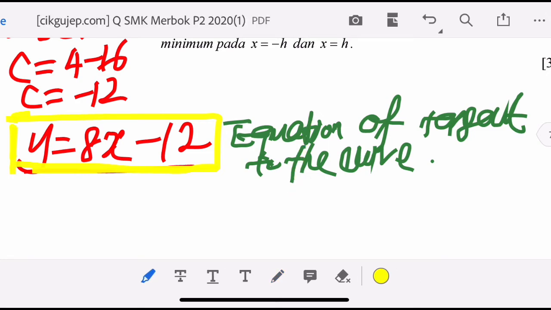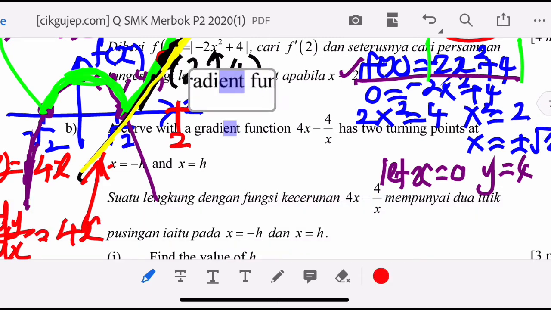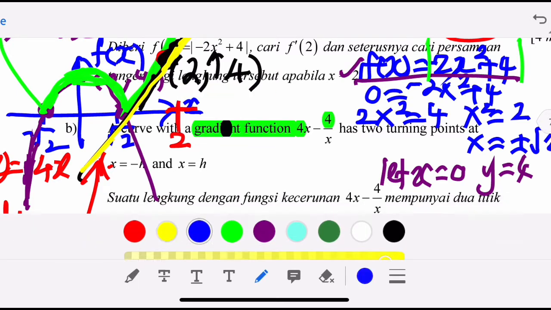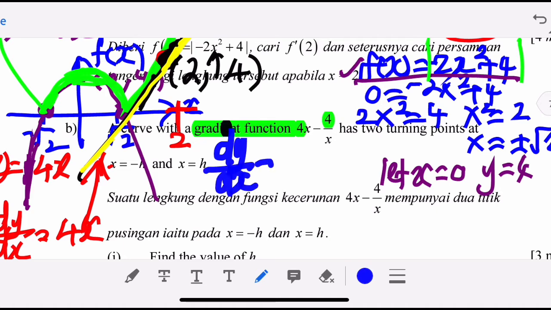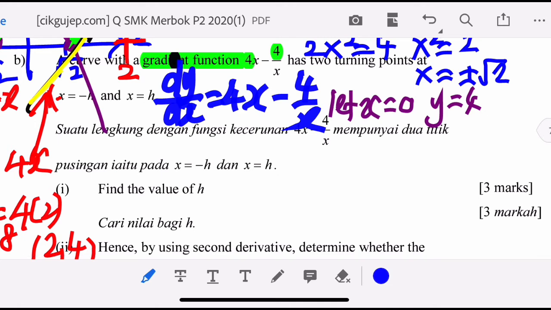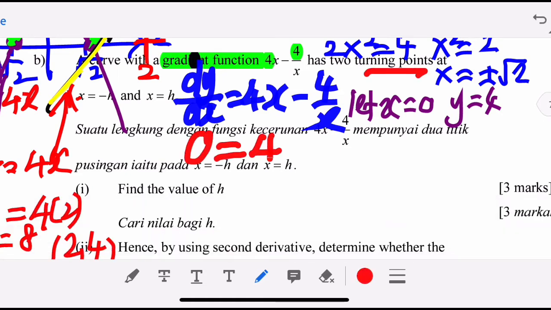They ask you about the gradient function, right? Whenever you see gradient function, it means dy dx. So I'm going to write dy dx equal to 4x minus 4x. Okay, this is the gradient function given, and then it has 2 turning points. Whenever you see turning point, you should let your dy dx equal to 0, right? Okay, now we need to solve this.